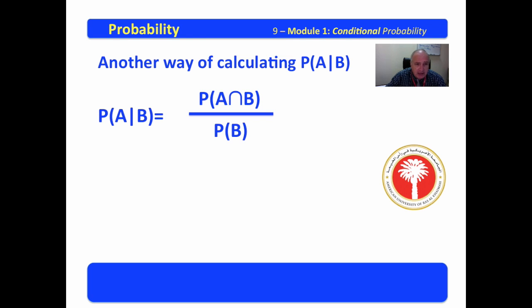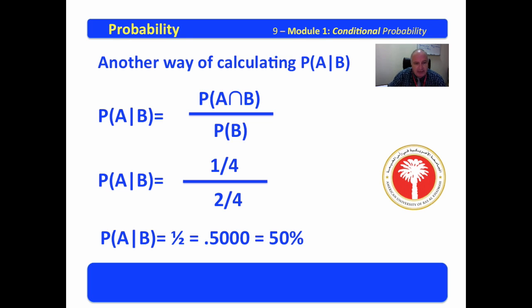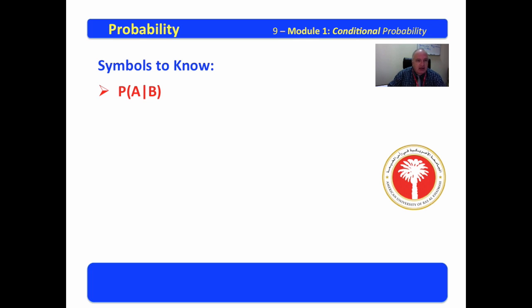The probability of A given B is equal to the probability of A intersect B divided by the probability of B. The probability of B is 2 out of 4. The probability of A intersect B is 1 out of the 4. Therefore, the probability of A given B is equal to 1/2 or 0.5000. You notice in this case I gave you 4 decimal places because that's very common in statistics, or 50%. We got exactly the same answer.